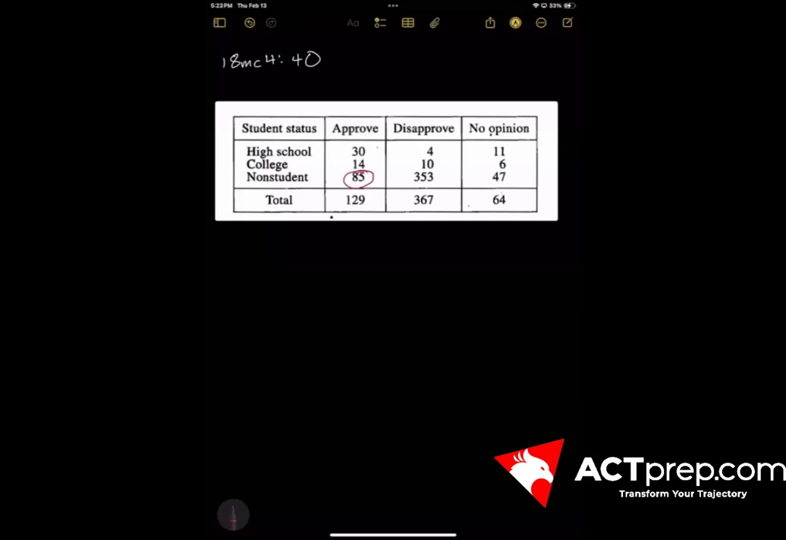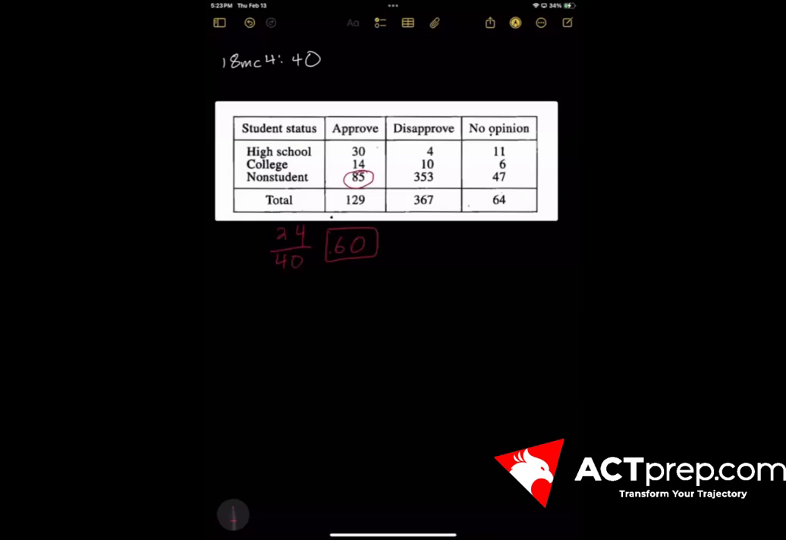So if we add 10 of those to college, that's 24 plus 10 that said no, and then 6 that said no opinion. So that would be a total of 40, and we would have 24 over 40. 24 divided by 40 is exactly 60%. So we got very lucky there, but if we were off, it would tell us if we needed to go up or down based on the number that we got, and then we would be able to work from there.